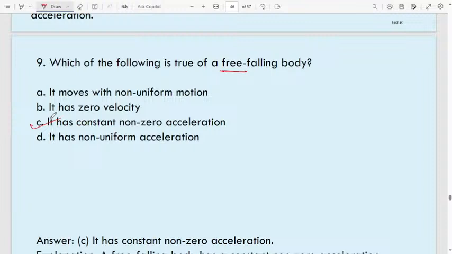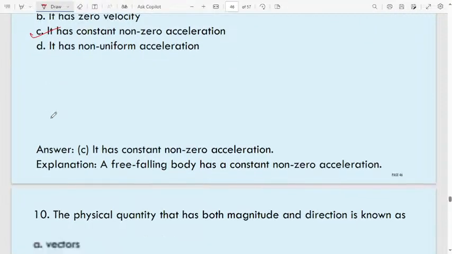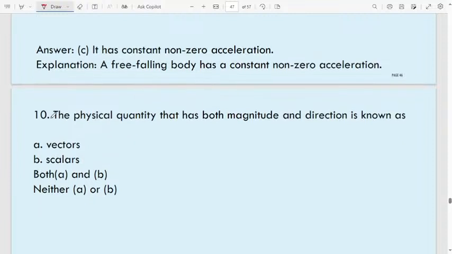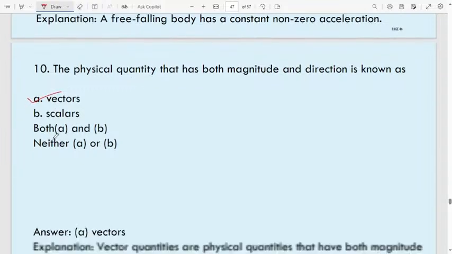Which of the following is true when an object is a free falling body? It has a constant non-zero acceleration. Yes, a free falling body, because of the earth's gravitational force, will move towards the earth. It will experience a constant non-zero acceleration. Next question. The physical quantity that has both magnitude and direction we consider a vector. Very easy question.